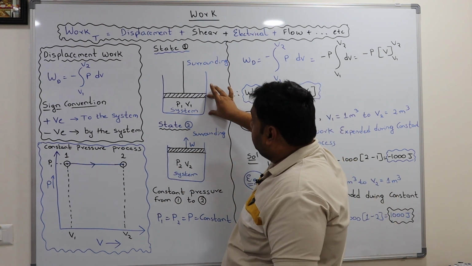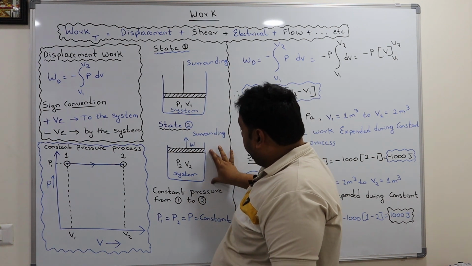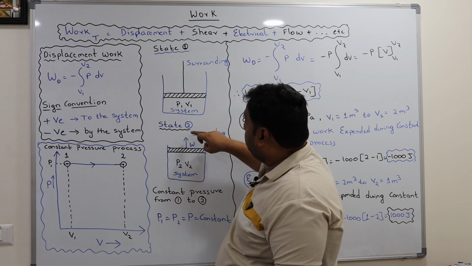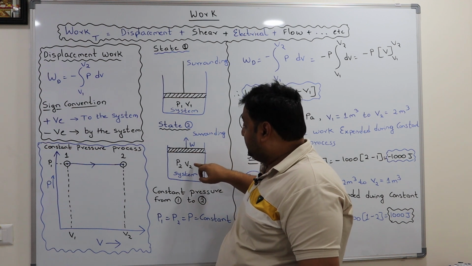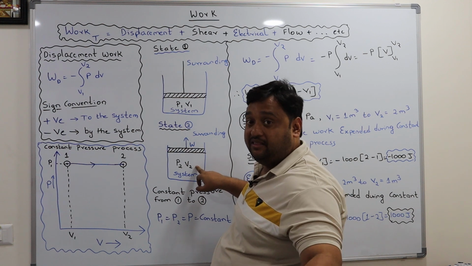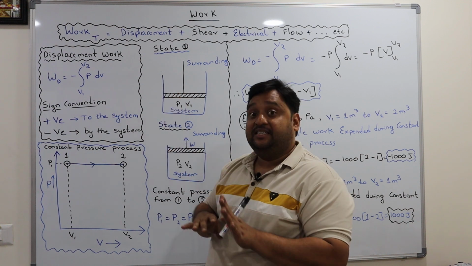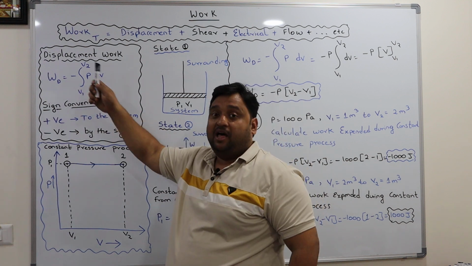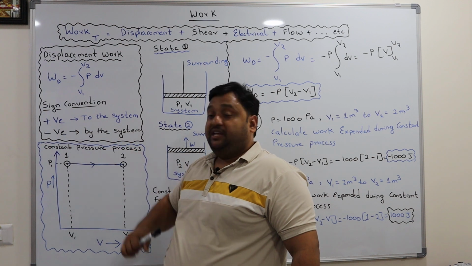That means from initial state 1 to 2, volume expansion takes place. Expansion means the system has done something to the surroundings because of this expansion. If the system has done something to the surroundings, and I calculate how much work has been spent in the process, it should be negative, because anything by the system is always negative, anything to the system is always positive. So if you use this formula, automatically this will take care of it. That is why I have specially given it.